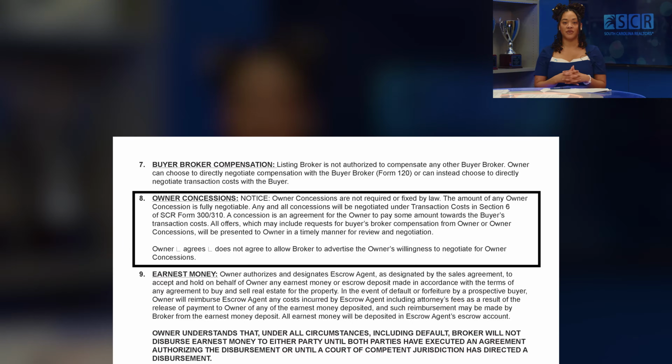You'll see a box where the owner agrees or does not agree to allow the listing broker to advertise their willingness to negotiate concessions. Why check yes or no? Checking yes gives you permission to advertise in your marketing that the seller is willing to consider concessions, which can be a huge green flag for cash-strapped buyers. However, checking no can be a smart negotiation tool in a hot market, because why advertise concessions when you expect to receive multiple offers?